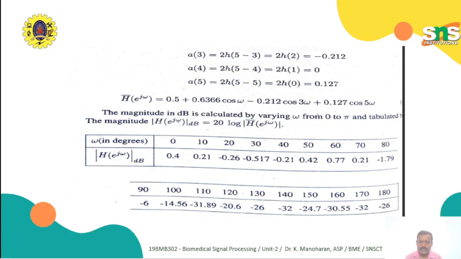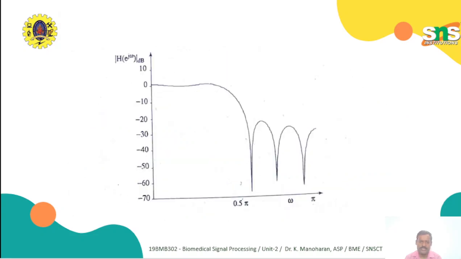Now we can substitute the values for the remaining angles, so 10 degrees, 20 degrees, 30 degrees. Similarly, we can substitute for all up to 180 degrees and then take these values. Once we find these values, we can plot this. Look at this, 0 to pi I am taking. Look at the H bar of e power j omega in terms of dB. I am going to plot it.